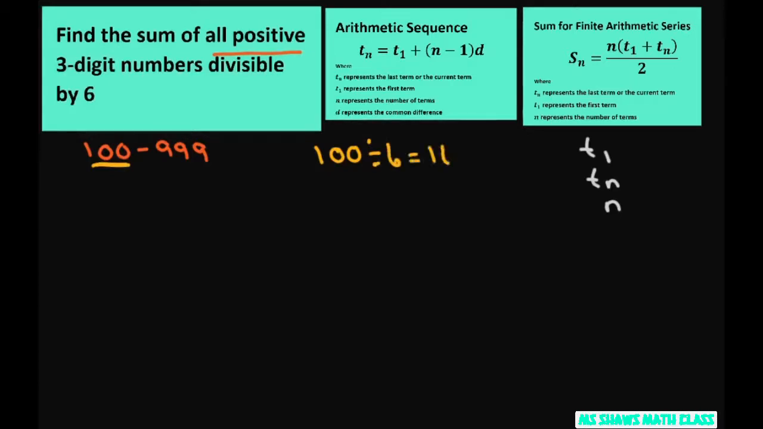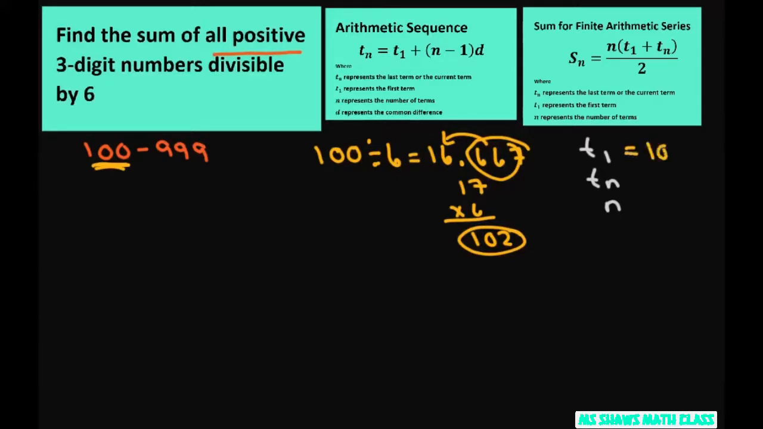And I got 16.6667. So I round this up to 17, because we want it higher than 100. So if I take 17 times 6, I get 102. So 102 is divisible by 6, and that's my first term.